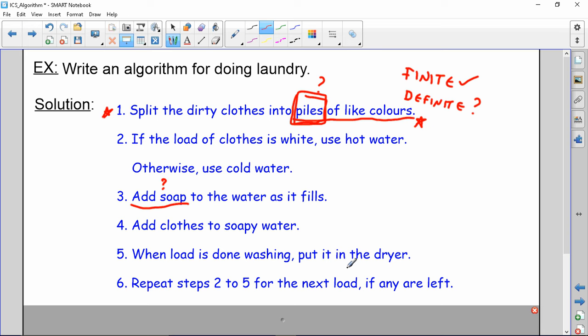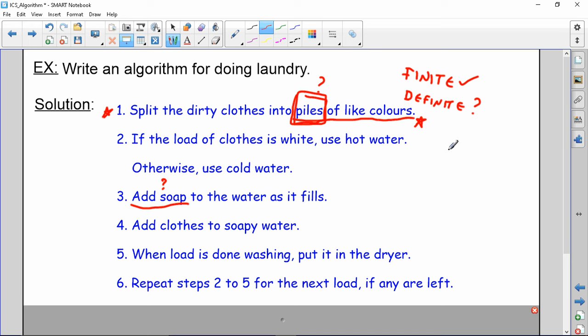When load is done washing, put it in the dryer, and then, it doesn't say things like closing the lid and taking the clothes out of the dryer after they're dry, and so on and so forth. There are little details missing, and lots of little details we could add, but I wanted to talk about the definite part. It's not that definite. A lot of these things are a little bit unclear.